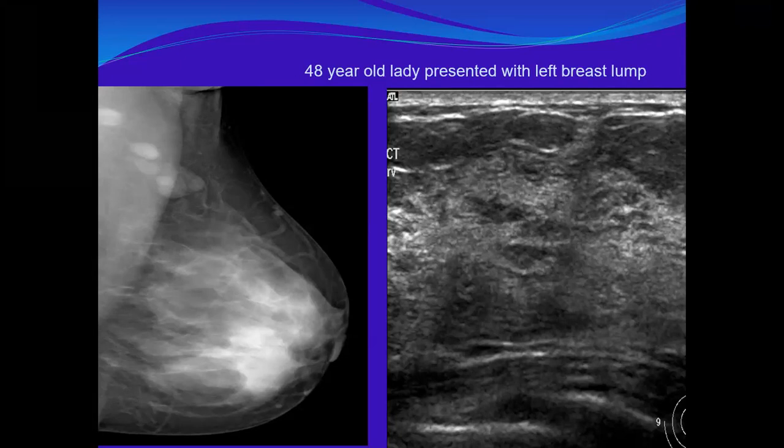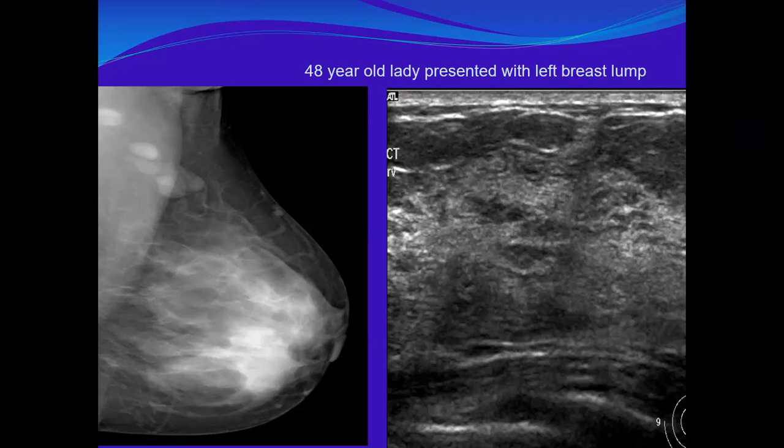Why did you say focal asymmetry? Just asymmetry. If you have only one projection available, you will say there is an asymmetry. May you provide me with the other view? Yes. The other view doesn't show this asymmetry. This has no correlate in the other view. So we are dealing with asymmetry.